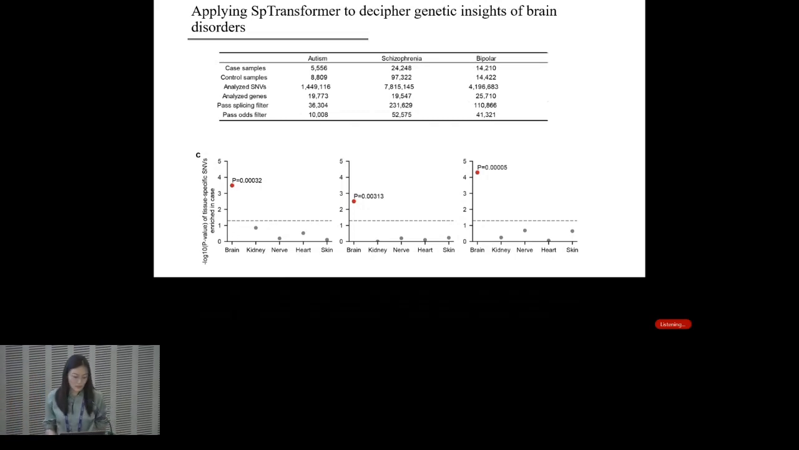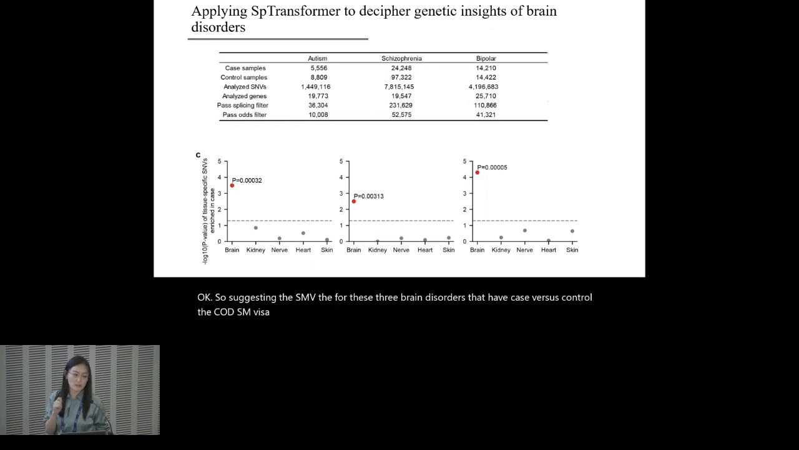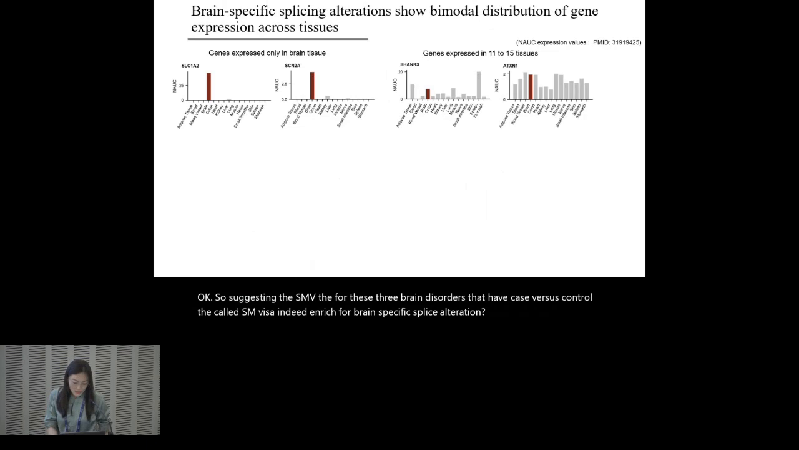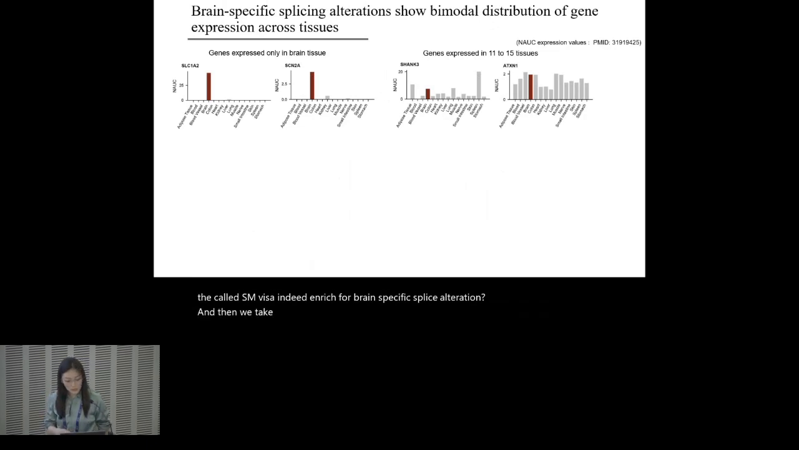Okay, so suggesting the SNVs for these three brain disorders that have case versus control, the called SNVs are indeed enriched for brain-specific splice alteration. And then we take the two extremes. Remember our comparison to the expression mechanism. So again, we want to separate the splicing mechanism from the expression mechanism.